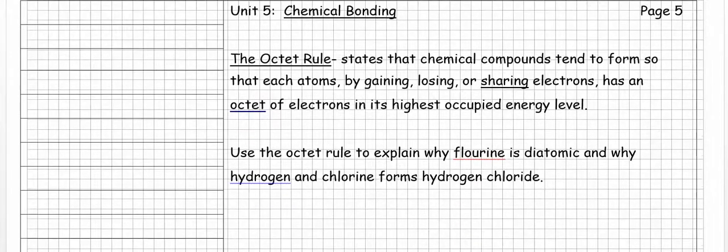So the octet rule, here's what it says. It states that chemical compounds tend to form so that each atom, by gaining or losing or sharing electrons, has an octet of electrons in its highest occupied energy level.